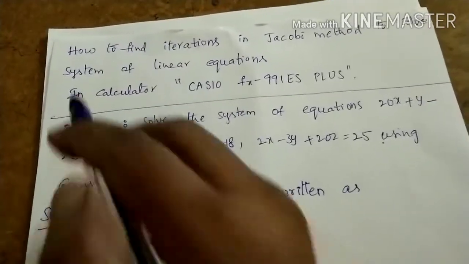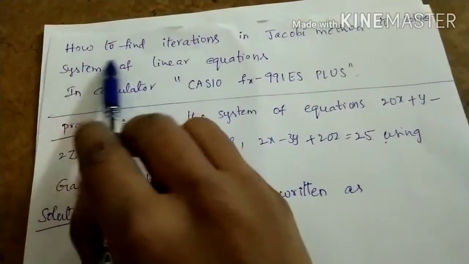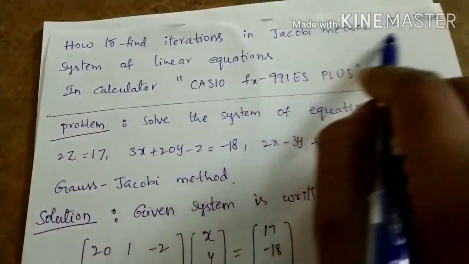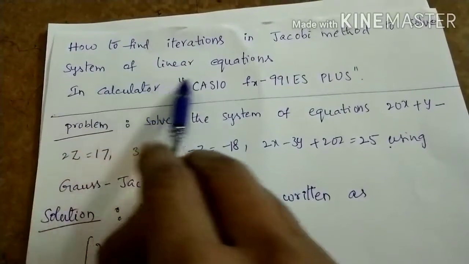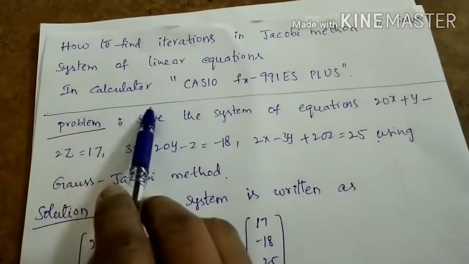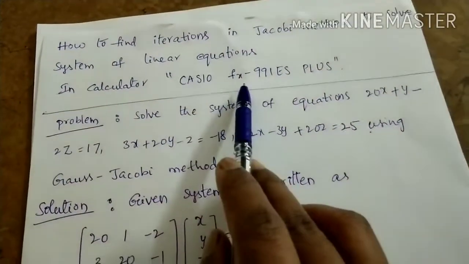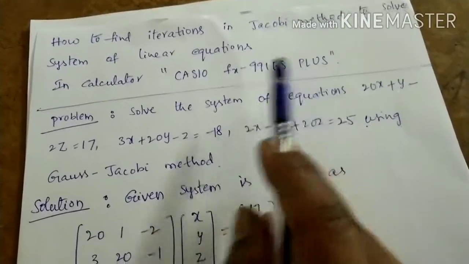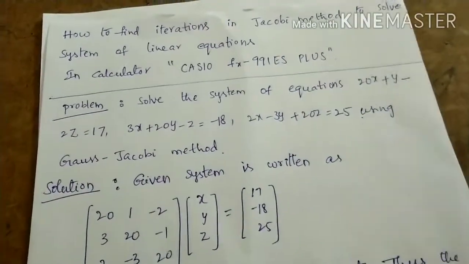In this video, I am going to show you how to find iterations in the Jacobi method to solve a system of linear equations in the Casio FX-991ES Plus calculator. Let us see an example.